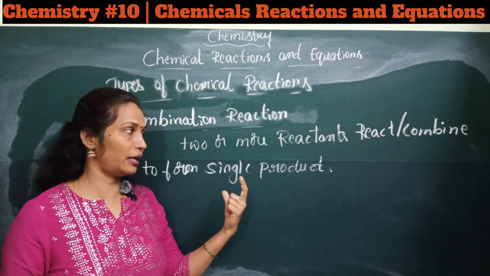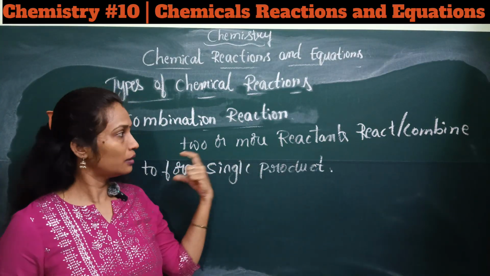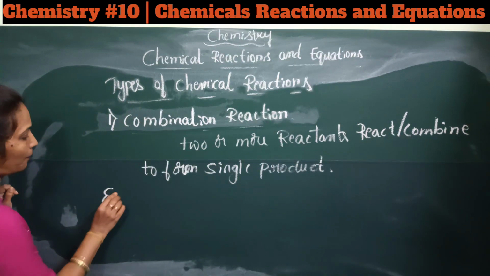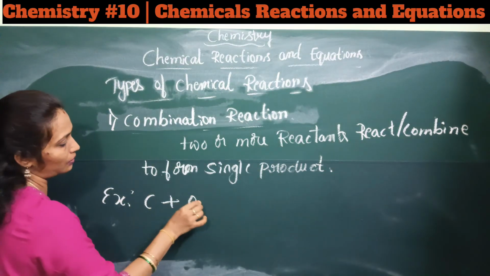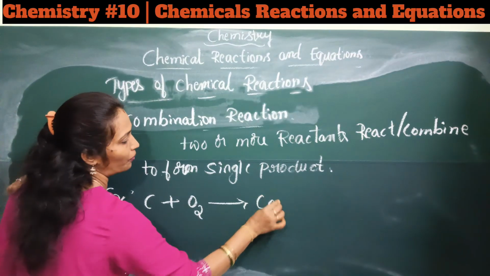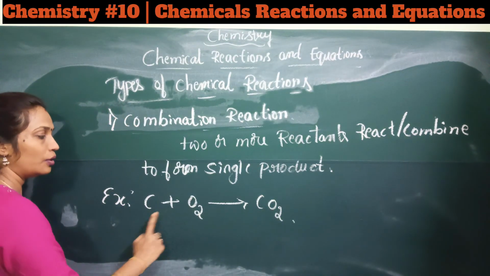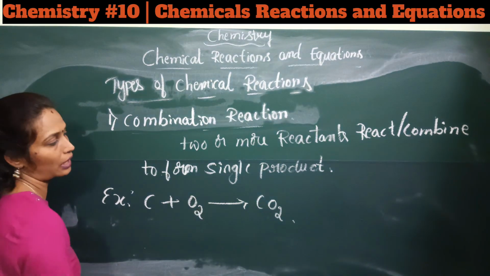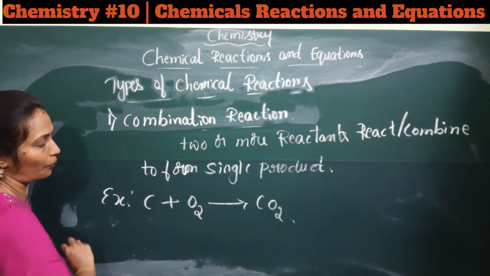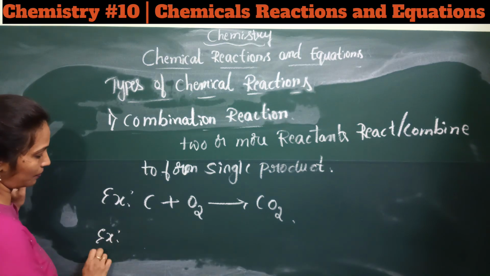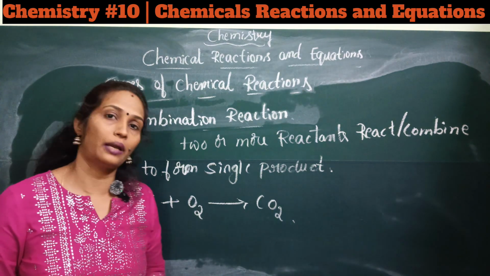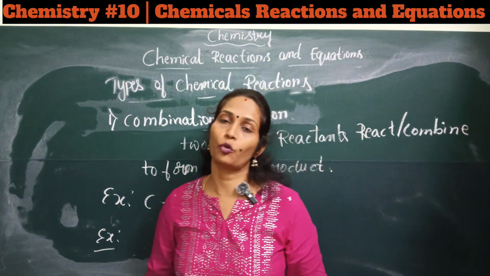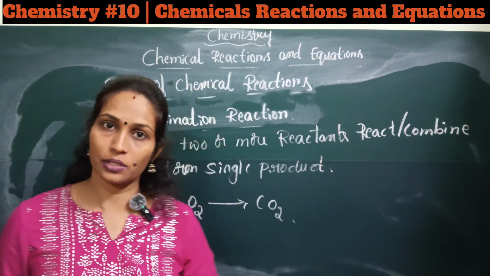This is a reaction where two or more reactants combine or react together to form a single product. For example, carbon gets mixed with oxygen. There is a formation of CO2. Here, two reactants are there and only a single product. Such kinds of reactions are called combination reactions. I'll give you another example, guys. Whatever example I'm writing, please note down those examples carefully. You will definitely get some questions regarding those examples.